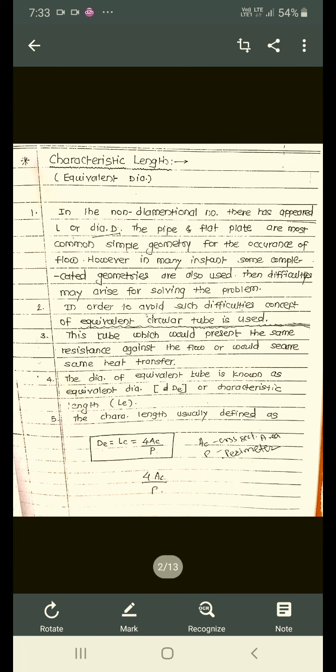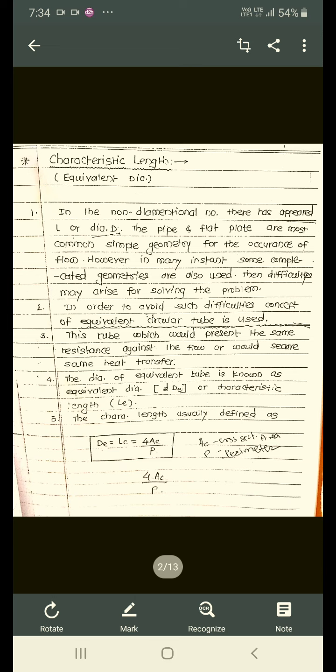Today, I am going to explain the numericals on convection topic. Before that, we will see some important terms. First one is characteristic length. In non-dimensional numbers, there appears length L or diameter D. The pipe and flat plates are the most common simple geometries for the occurrence of the flow.